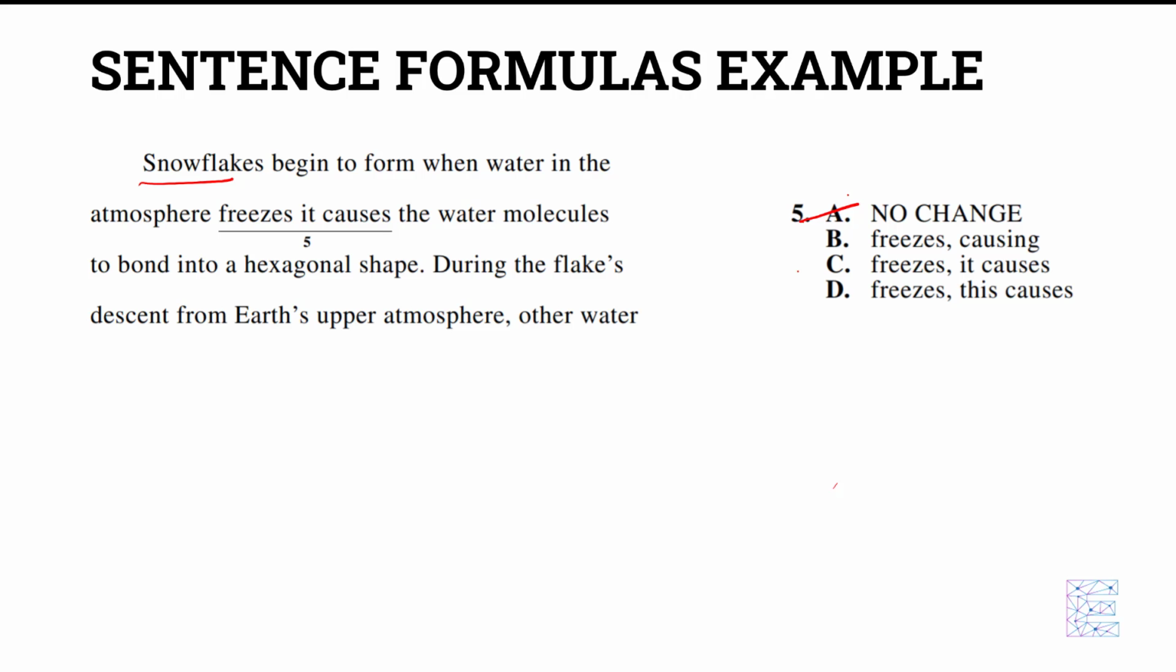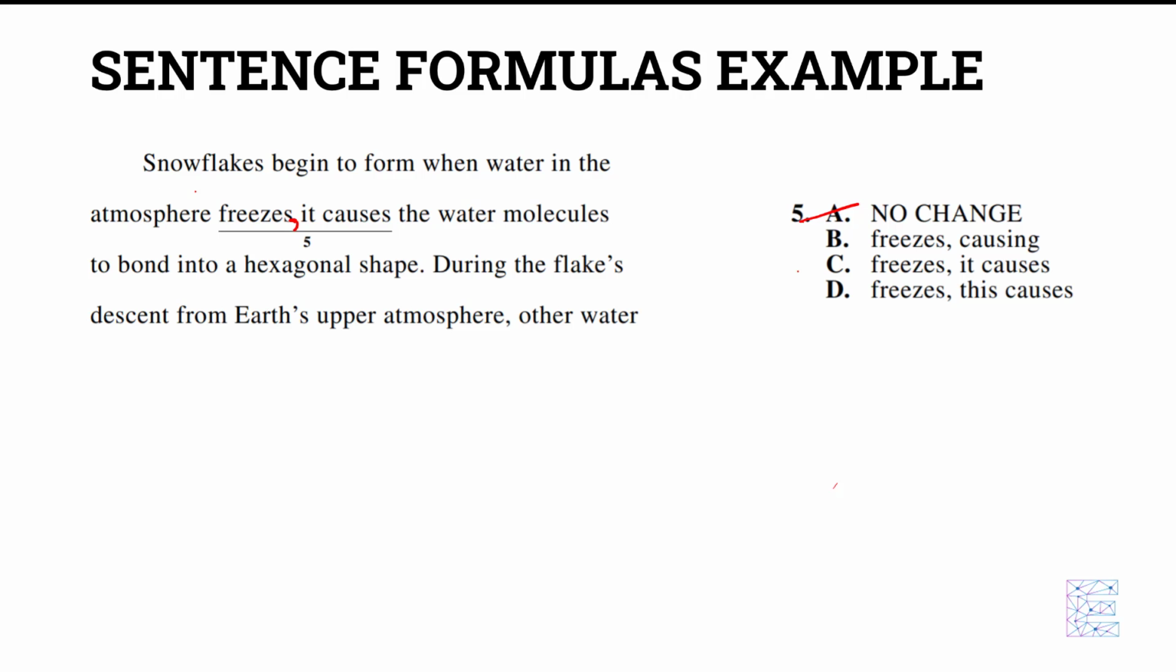B says, "Snowflakes begin to form when water in the atmosphere freezes, causing the water molecules to bond into a hexagonal shape." That sounds okay, so let's leave B there for a moment. Let's look at C. "Snowflakes begin to form when the water in the atmosphere freezes, comma, it causes water molecules to bond into a hexagonal shape." So you put a comma here. This would not work. This is a comma splice.